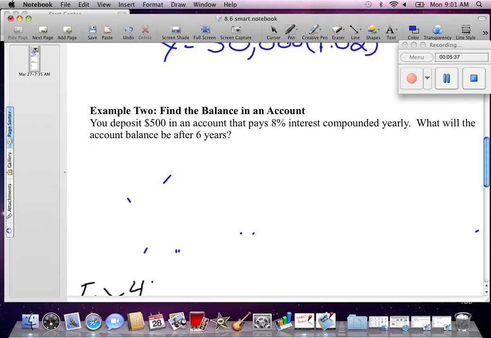So example 3, find the balance in an account. You deposit $500 in an account that pays 8% interest compounded yearly. What will the account balance be after 6 years? So Jen, what's my A or my C? What's my initial amount?